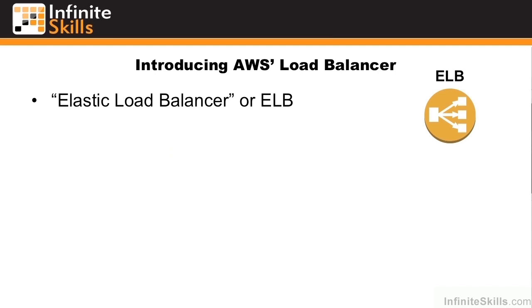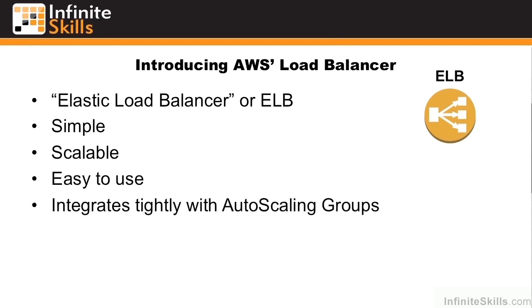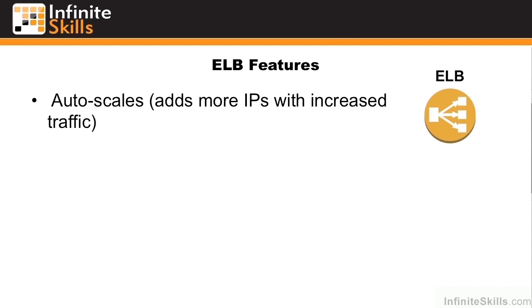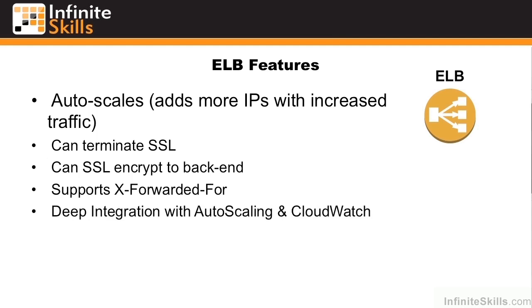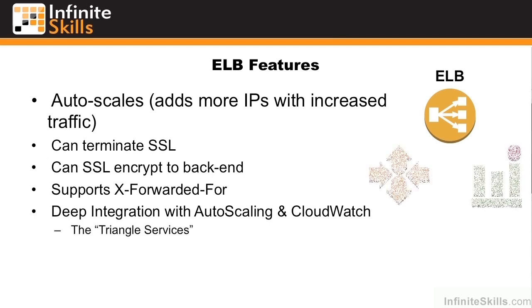Amazon's load balancer is called an Elastic Load Balancer, or ELB. It's very simple, it's very scalable, very easy to use, and it integrates tightly with the auto-scaling groups. It auto-scales by adding more IPs behind a DNS endpoint. It can terminate SSL for secure web connections, and it can encrypt SSL to back-end machines. It supports X-Forwarded-For so that user IPs can be passed through to the web servers, and it has deep integration with autoscaling and CloudWatch, which are also known as the Triangle services.